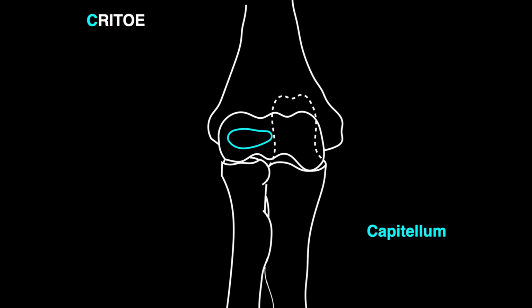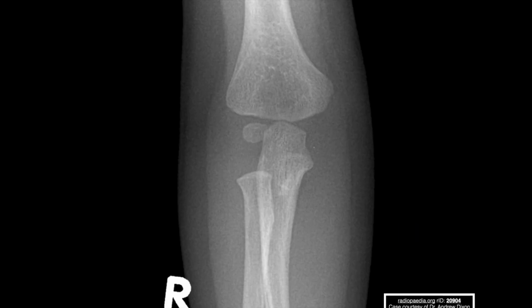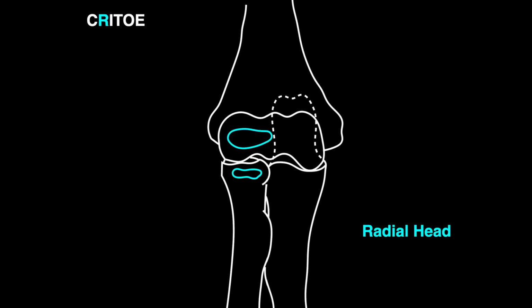So here, this illustration shows the ulna, radius, humerus, and the olecranon, and it shows the rough location of the capitellum in blue. Here's a radiograph to help us illustrate this. There's a tracing labeled C, which represents the capitellum ossification center. So this would be the first ossification center to form in the elbow. The second ossification center to appear is the radial head, which we see here.